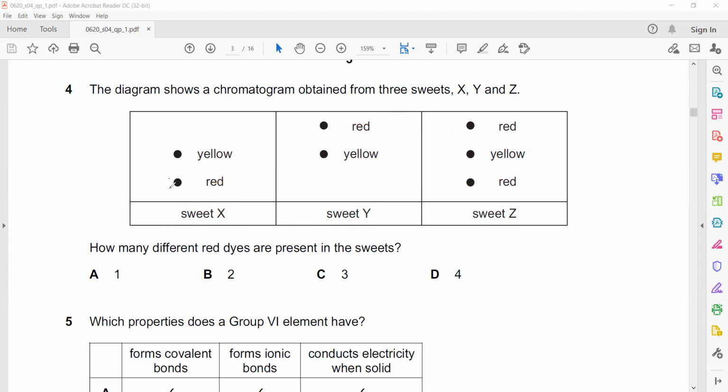Because for example, if this is red A, this is also red A. And if this is red B, this will be red B as well. So this is one red color, this other. That's why we are saying there are two red colors.